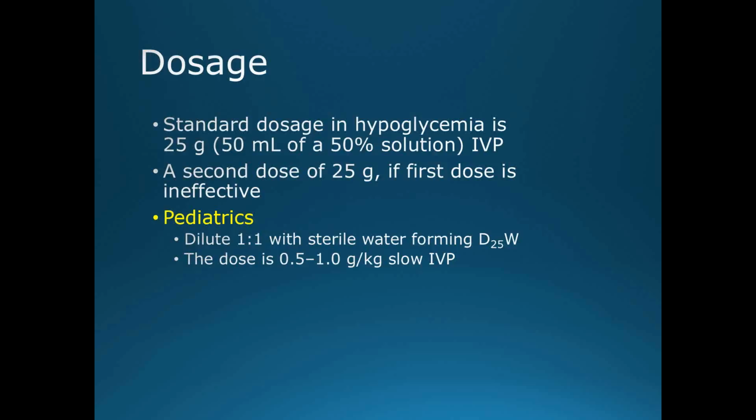So just keep in mind, with our tiny, tiny babies, we're going to go even less. So if we've got a newborn that is hypoglycemic and we're going to give sugar, we're going to dilute that down even more, and we're going to go dextrose 10% with those little guys.